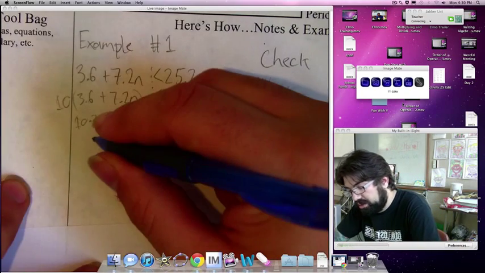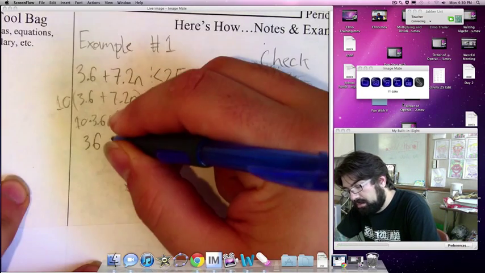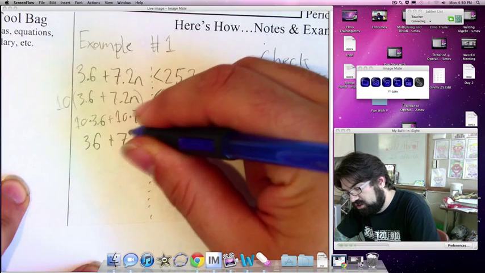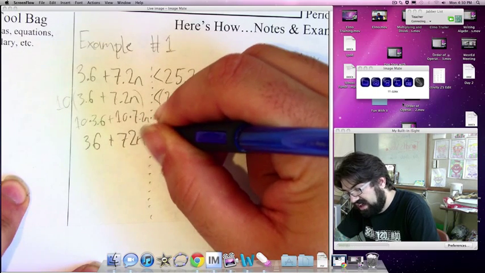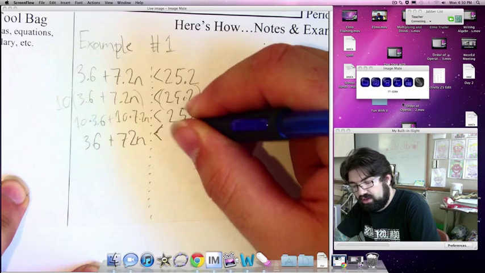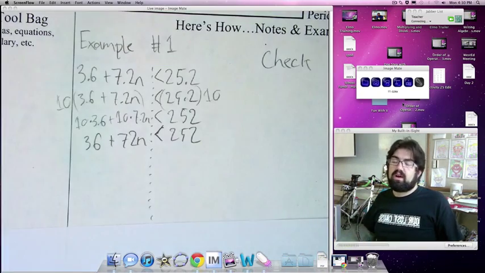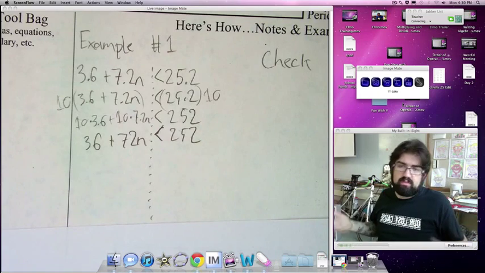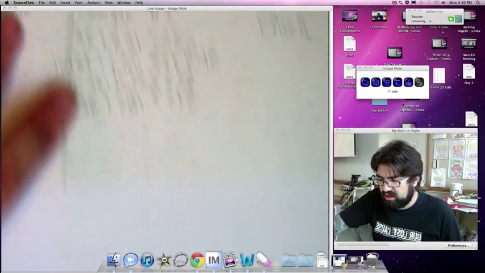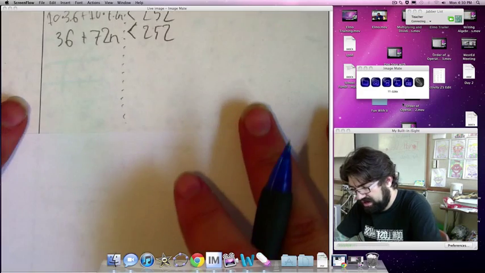Now I have 36 plus 72n is less than 252. Okay, now it's a normal two-step inequality. Now, hey, look, no more decimals. Awesome. I'm going to rewrite.